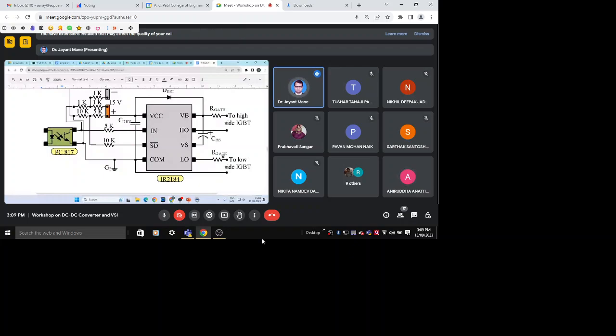Sir, excuse me, sir. Sir, can you please share this document containing this diagram so that students can see it parallelly? Hello. Okay, I'll share it.